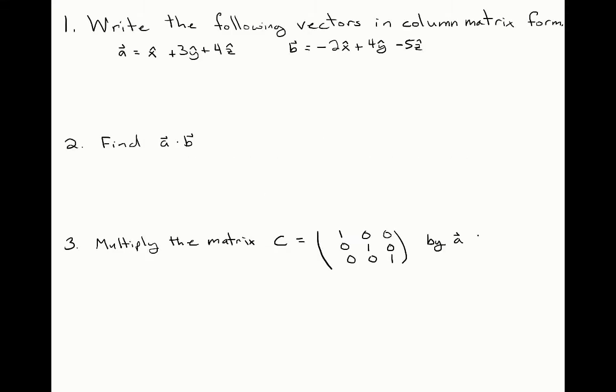Okay, so in the first one, just go ahead and write those vectors as matrices. For the second one, calculate the dot product of those two vectors. And for the third one, multiply this matrix times this vector A. So find this product. Alright, pause the video and get warmed up.